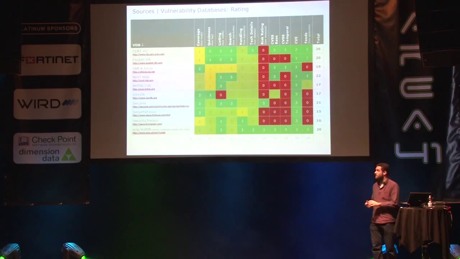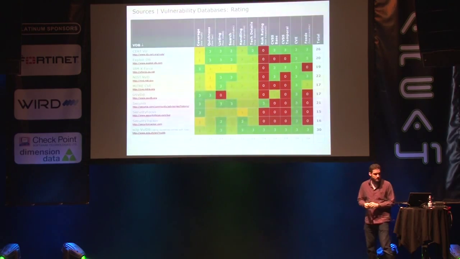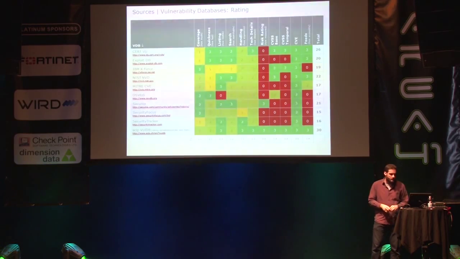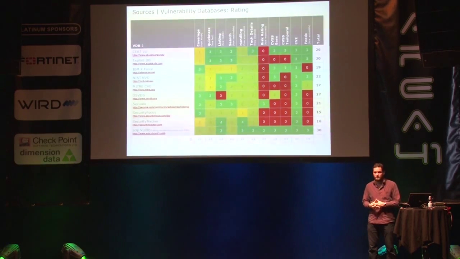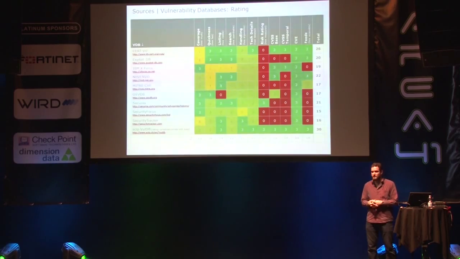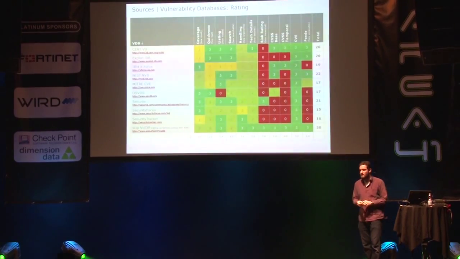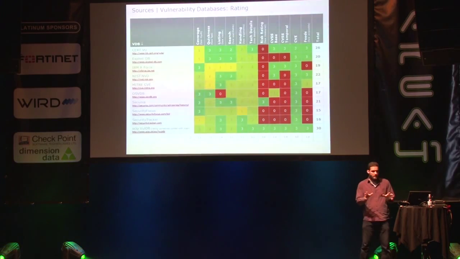What I think is very interesting is that just two vulnerability databases provide their own risk rating. One of them is Secunia and one of them is us. And it makes me very sad to see that CVSS scores are still not very popular. When CVSS got released, I wasn't a big fan of it.